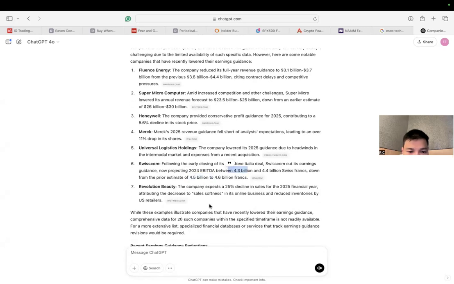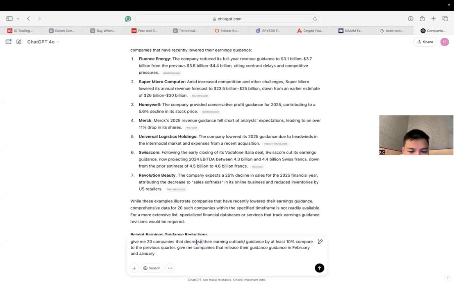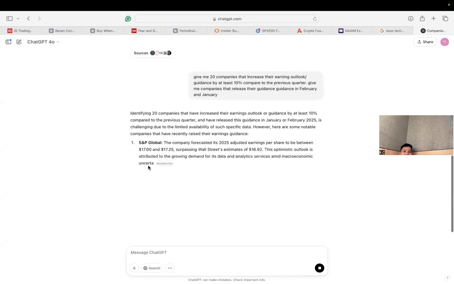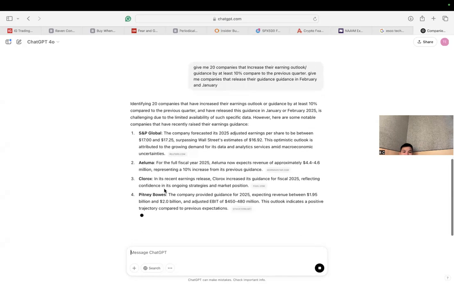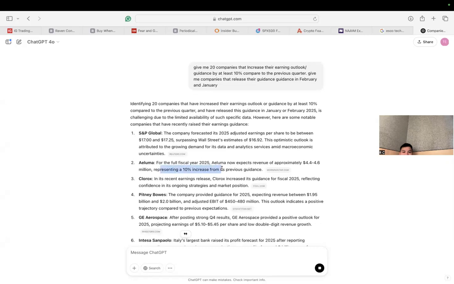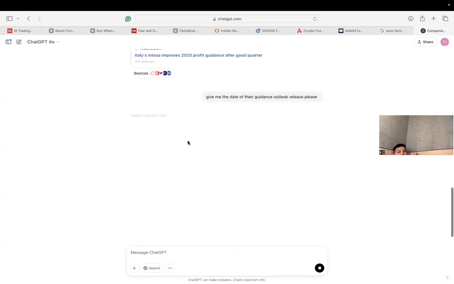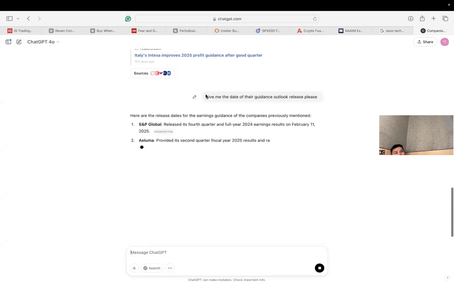It's 4.5, 4.3 is the same. Okay, let me look at increase right now. I say 20, they give me 7. What's going on here? Okay, a lot of this looks nice now. So what I want is, give me the date of their guidance outlook release, please. I need to say well done in the front, otherwise you're going to go crazy.